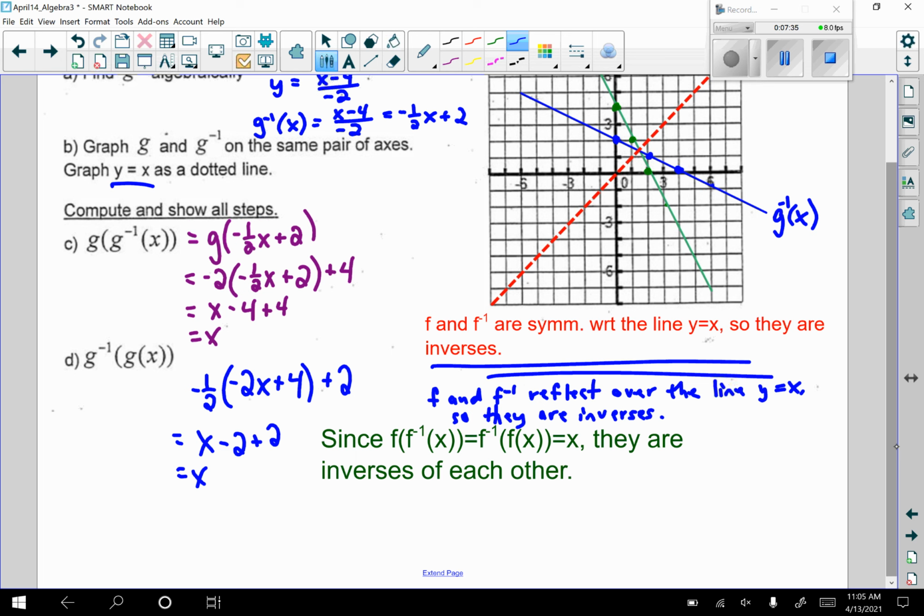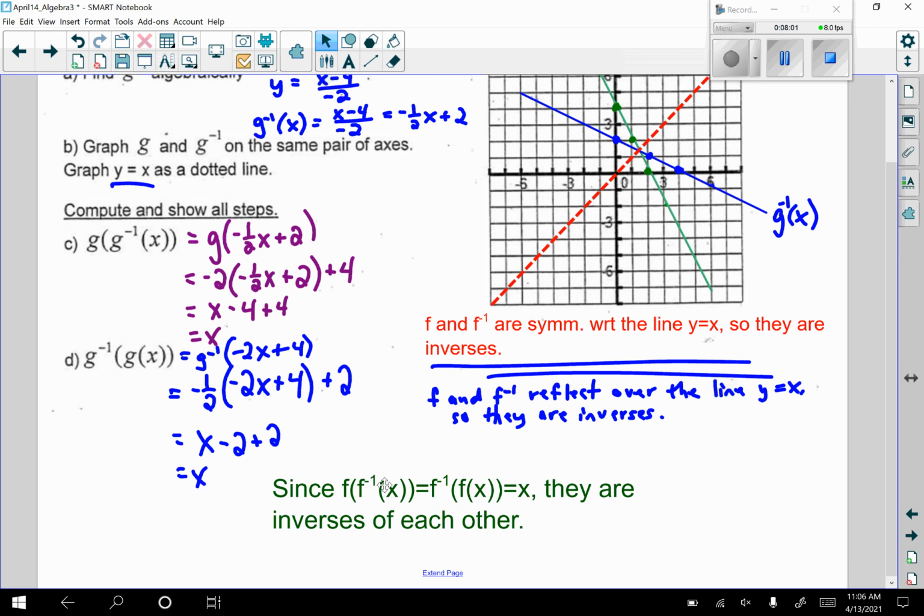The other way around, the inverse of g of x becomes negative 1/2. I don't know why I didn't have that written out here. The inverse of negative 2x plus 4. So that becomes negative 1/2 times negative 2x plus 4 plus 2. So we're going to get a positive x minus a 2 plus 2, so we get x. So when we go through this process, we want to write this statement out. Since g of the inverse of g of x is equal to the inverse of g of g of x, which is equal to x, they are inverses of each other.